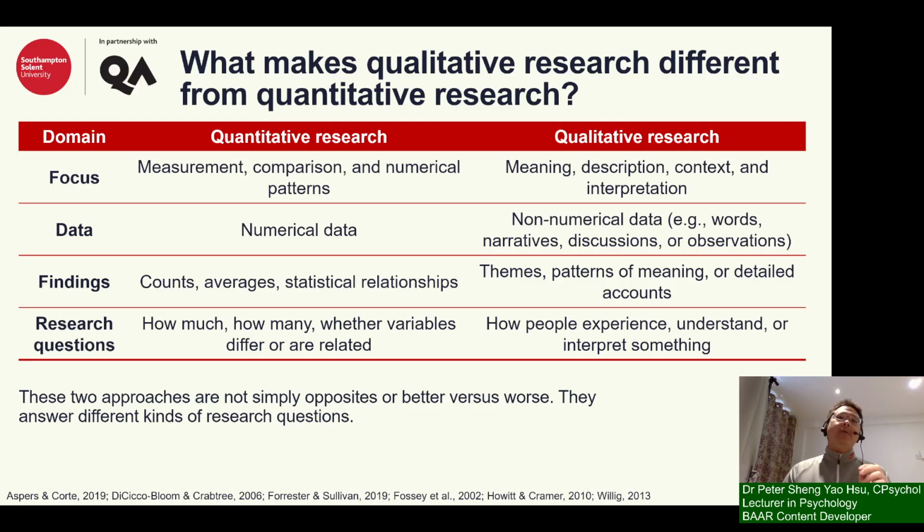Here we are comparing qualitative and quantitative research. The important point is that these approaches are not simply opposites, and one is not automatically better than the other. They answer different kinds of research questions. When presenting this table, I would suggest moving across the rows rather than reading every cell word for word. So first, look at the focus row.